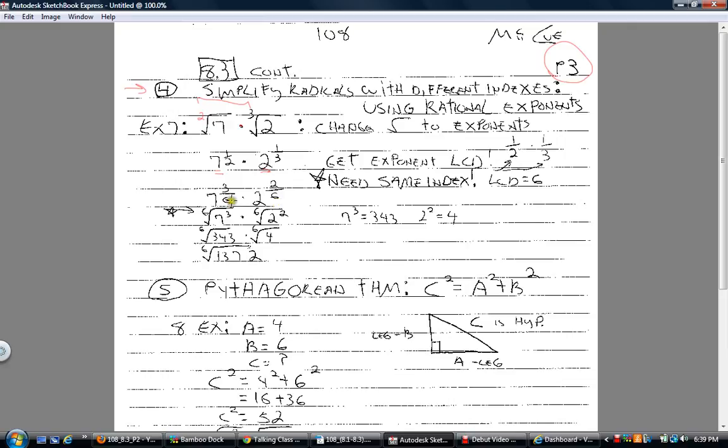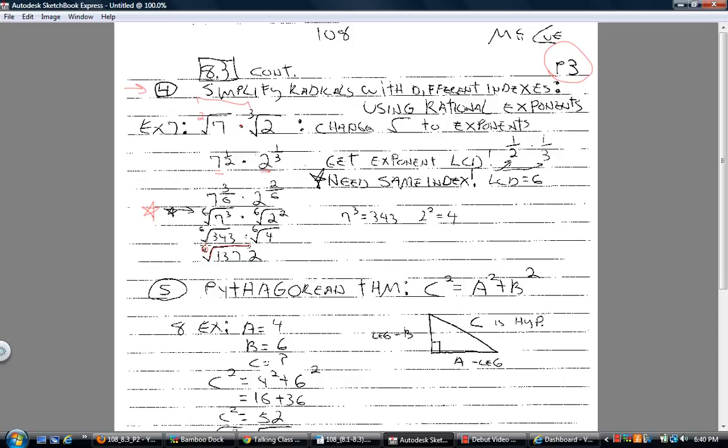Now that I've done that, I'm allowed to reconvert back into radical form, but this time the denominator becomes the index and I've got the same index. That's a key step in the process. Now that I've got the same index, what are you allowed to do underneath the radical signs, aka the radicand? Yes, you're allowed to multiply them. So I'm taking 7 cubed, which is 343, times 2 squared, which is 4. 4 times 343 is 1372, and I am taking the 6th root of it.